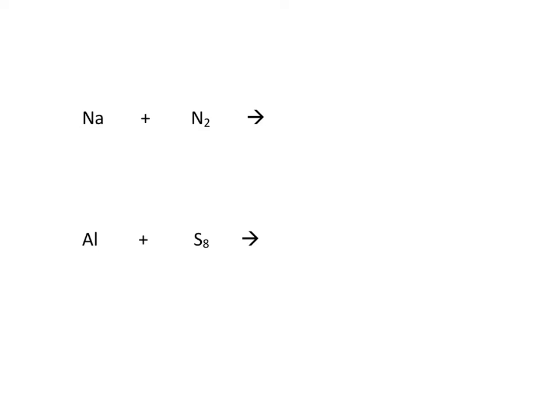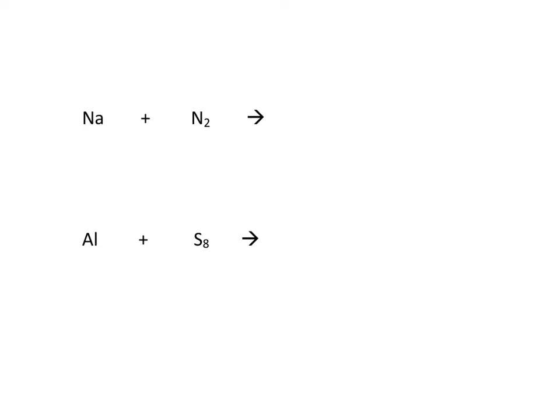Alright, in this video we're going to be predicting the products of a reaction. So the first thing we want to identify is what type of reaction this is. This first one is a synthesis reaction, and the way that we know that is that there are two elements being combined. There's really not much else they can do but combine, so we have synthesis.